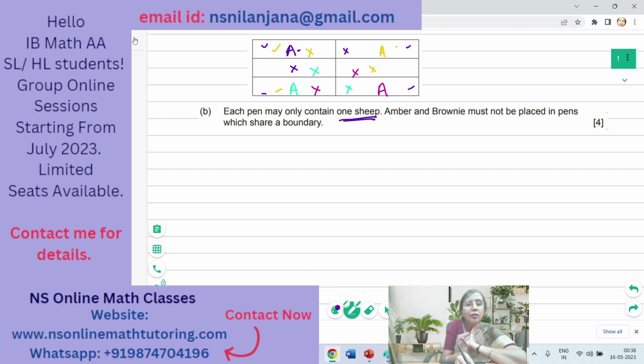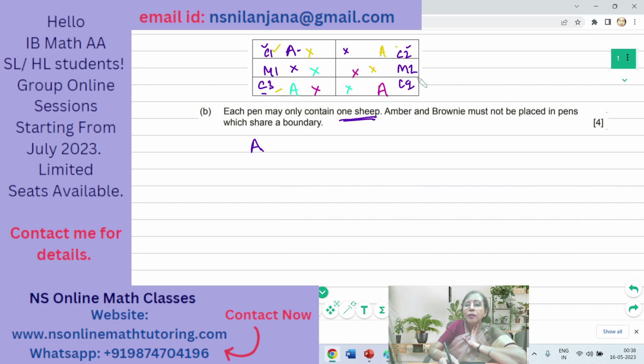So let us now start writing. So for amber, now let me just mark the pens. This is corner 1 pen, this is corner 2 pen, this is corner 3 pen, and this is corner 4 pen. Okay? We'll be coming to the middle pens. This is middle 1 pen, and this is middle 2. This is actually 4. Okay, fine. So Amber is placed in corner 1 pen.